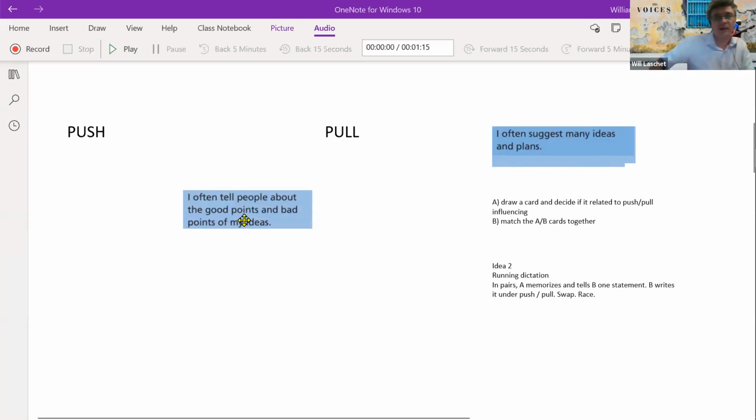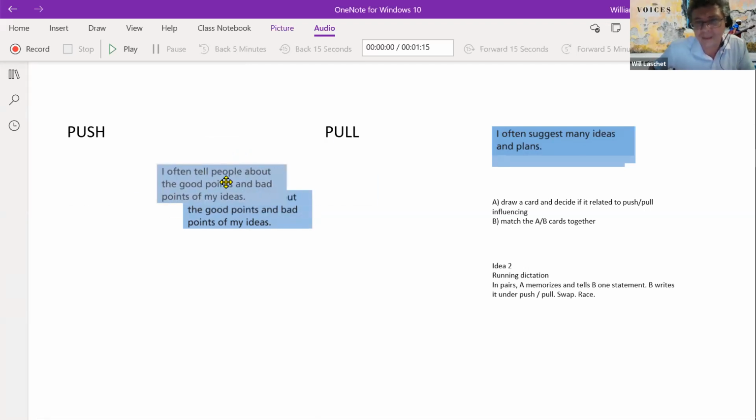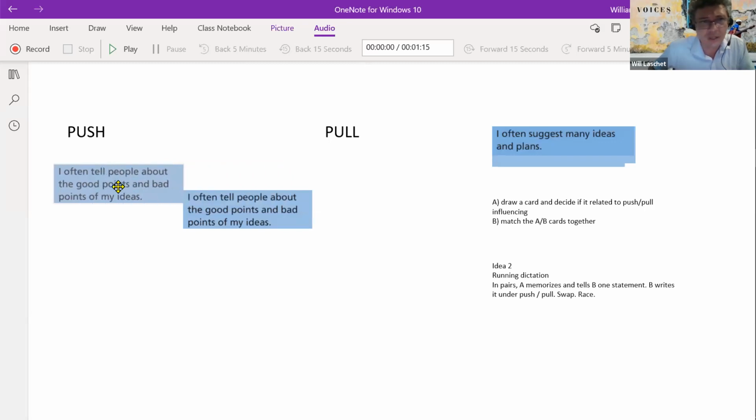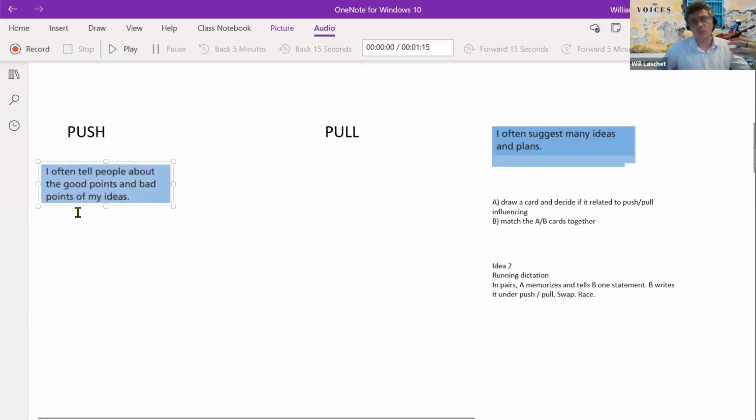So the first one says, I often tell people about the good points and bad points of my ideas. So what do we think? Do you think that is push or pull influencing? Molam says push. Okay, why? How do we know that? Why do you think that is push influencing? Nancy says pull. Right, it's self-centered, isn't it? It's my ideas, right? It's about my ideas. So pushing is about selling your idea, right? So yeah, I agree.